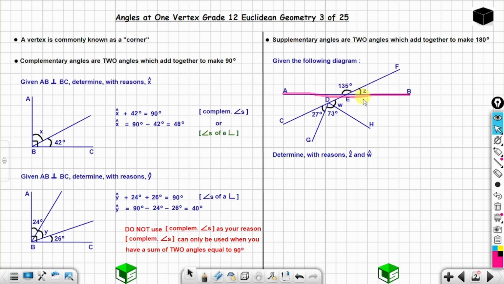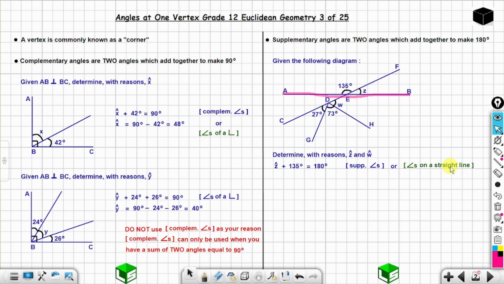So the angle Z plus 135 degrees is equal to 180 degrees, because this is a straight line. All the angles on a straight line, their sum is equal to 180 degrees. So the reason for this can be supplementary angles, because you have two of them, or you can say angles on a straight line.